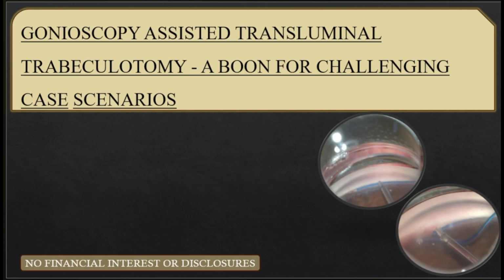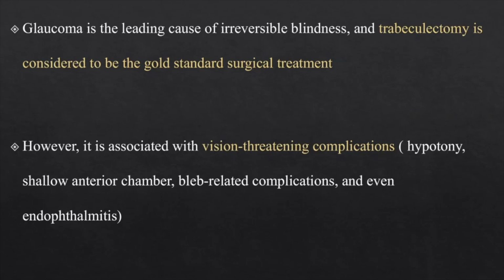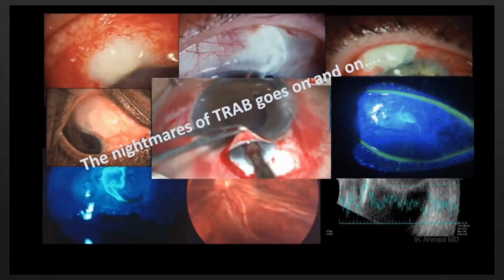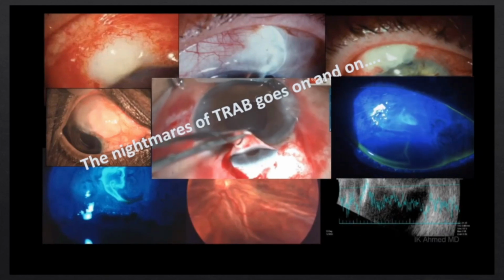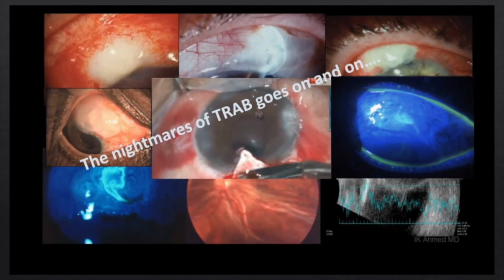Gonioscopy-assisted transluminal trabeculotomy, a boon for challenging case scenarios. Glaucoma is the leading cause of irreversible blindness, and trabeculectomy is considered to be the gold standard surgical treatment. However, it is associated with vision-threatening complications.